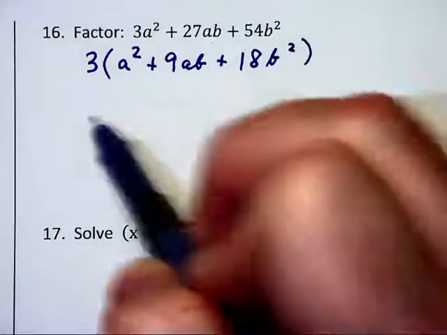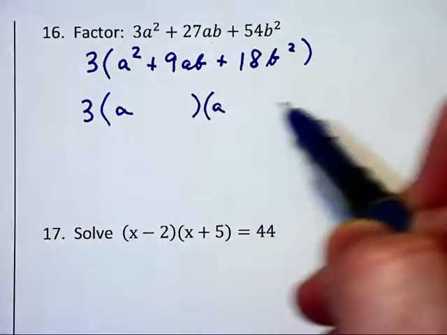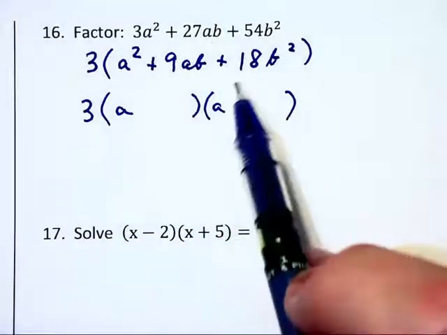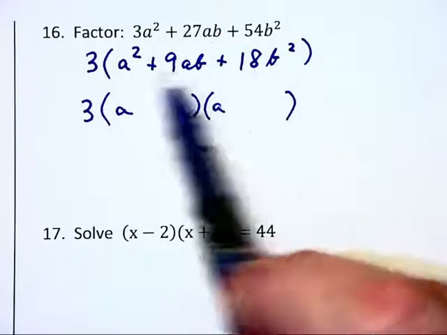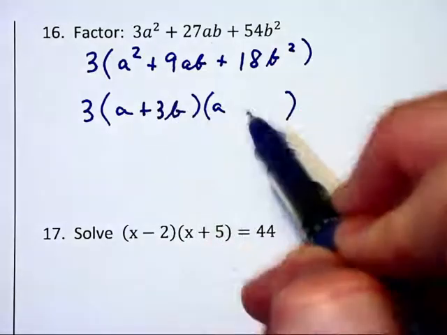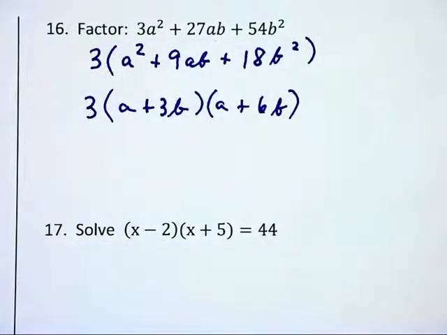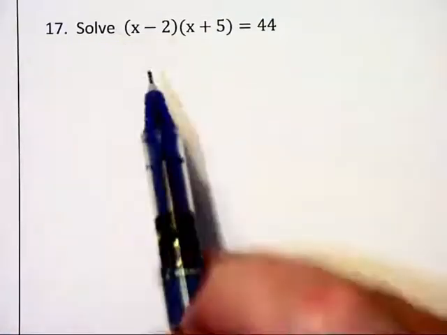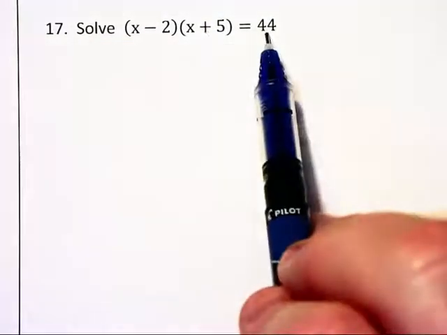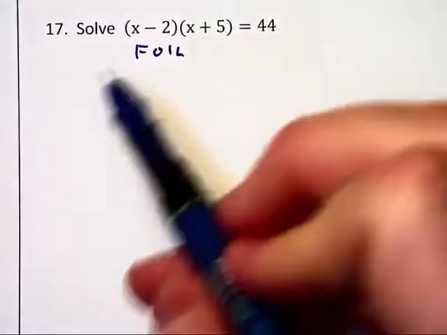Maybe this will go further. Let's see. If it factors, it would have to have an a at the beginning of each parentheses. I happen to know that 3 times 6 is 18 and 3 plus 6 is 9. So plus 3b and plus 6b will give us our final factorization. On number 17, even though it's factored on the left, it's not set equal to 0. So I need to set it equal to 0, and I'm going to FOIL the left side together.